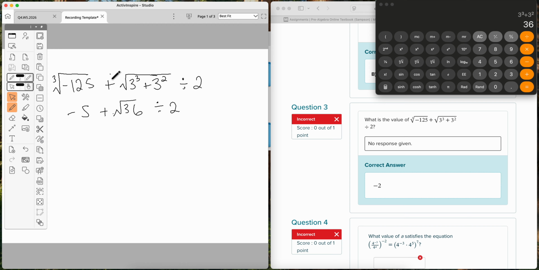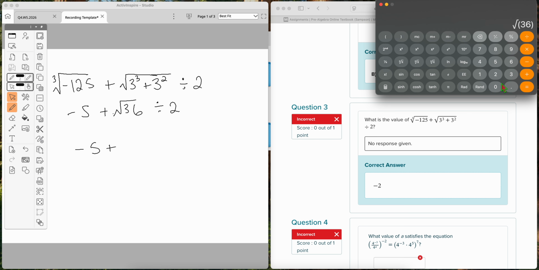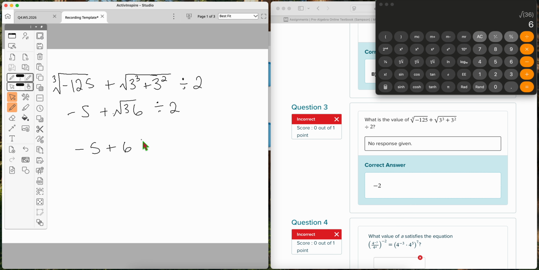We need to go further with making that square root of 36 into a number. So negative 5 plus square root of 36 is 6. So negative 5 plus 6 divided by 2.